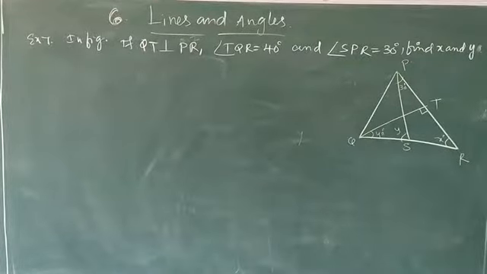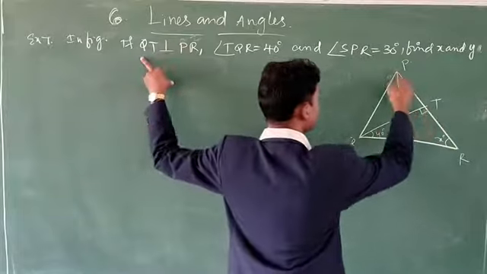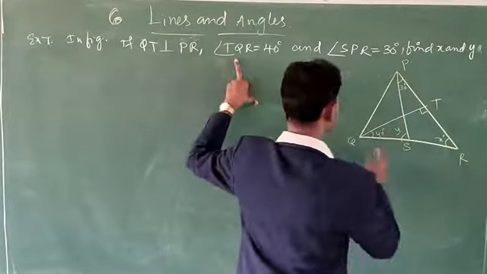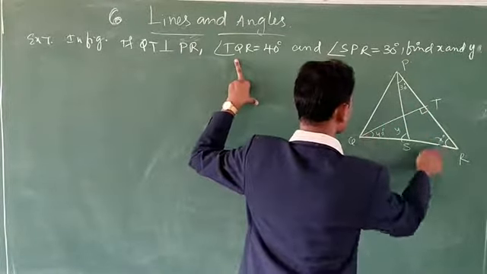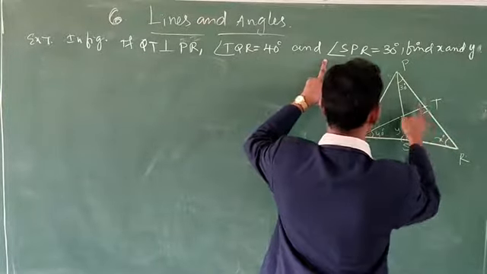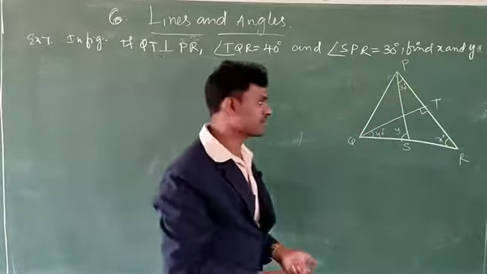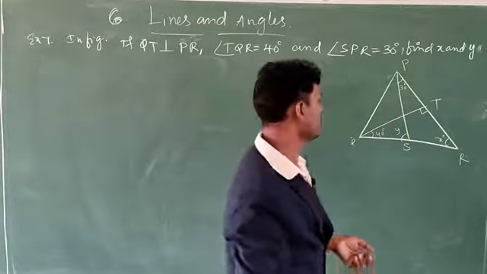Okay, listen. This is example 7. In the given figure, QT is perpendicular to PR, angle TQR is equal to 40 degrees, and angle SPR is equal to 30 degrees. Then find x and y. Okay, this problem is very easy, we can tell the answer without using pen and paper.